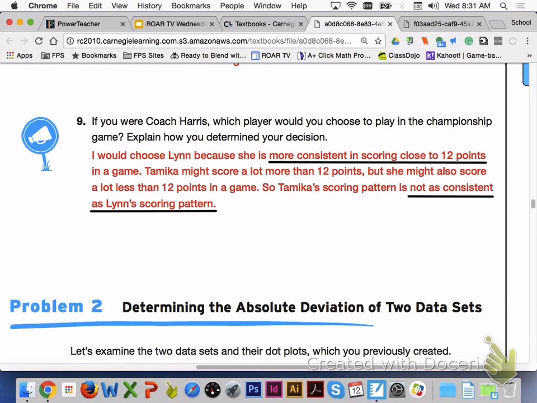And for number 9, Coach Harris should choose Lynn because she is more consistent in scoring close to 12 points in a game. Tamika might score a lot more than 12 points, but she might also score a lot less than 12 points in a game. So Tamika's scoring pattern is not as consistent as Lynn's scoring pattern.